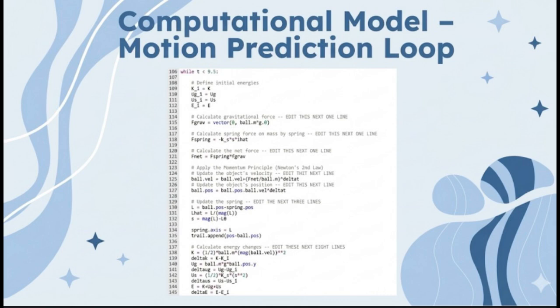Inside the calculation loop, I first calculate the force of gravity and the spring force using Hooke's law. Summing these gives us F net. Then I update the ball's position and velocity using the iterative formulas derived from the momentum principle. Finally, I update the length of the spring and calculate the change in energy: delta kinetic energy, delta potential of gravity, and delta potential of spring, to ensure the energy principle is tracked correctly.